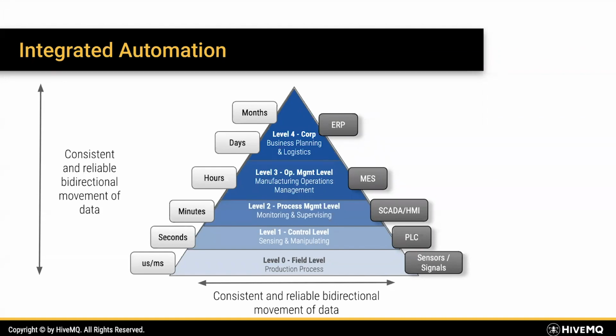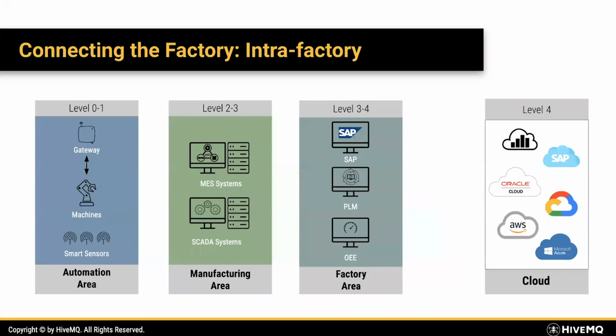I'd like to talk about three patterns which we usually observe. And I'd like to talk about connecting the factory by intra-factory connection, by inter-factory connection, and also talk about an industrial IoT bus, which is something we see a lot in customers in the manufacturing space, in the production space. Let's start with the intra-factory level.